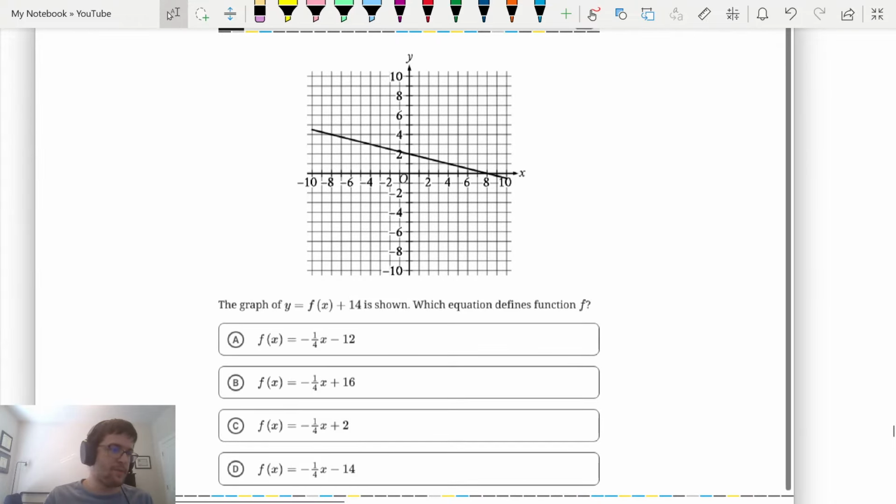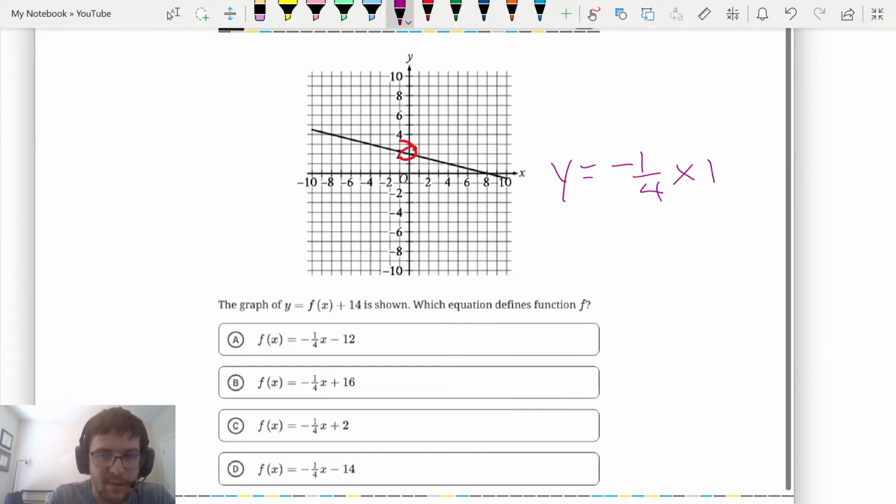Okay, so a really common question here. First we need to figure out the equation of the line in the picture. So the y-intercept is 2, and if you pick out 2 points and calculate the slope, you're going to get negative 1/4. You can tell by looking at the answer choices that the slope is negative 1/4, because they all say negative 1/4, right? So this equation is y equals negative 1/4 x plus 2.